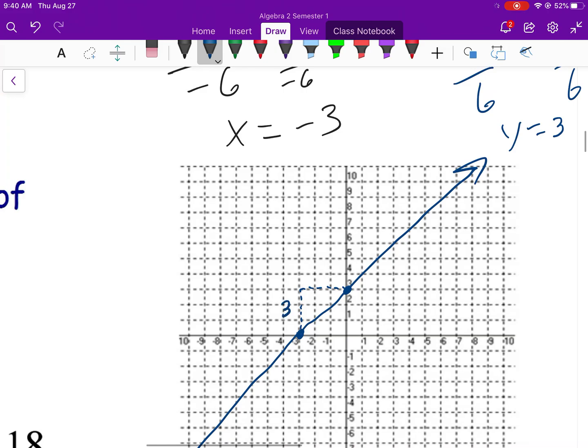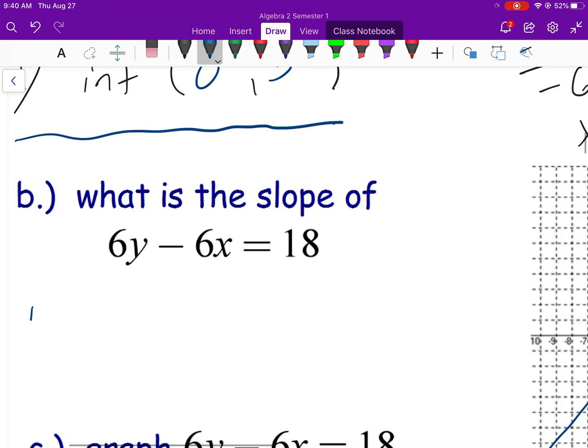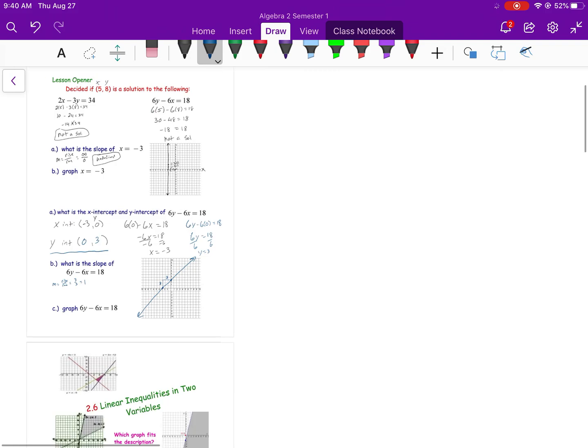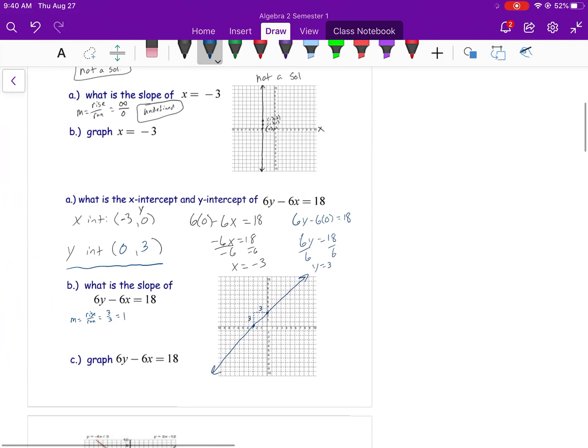Okay, we went up 3, right 3. So again, slope is equal to rise over run, 3 over 3, or 1. So we have a slope of 1. All right, so that was just a little bit of Algebra 1 review.